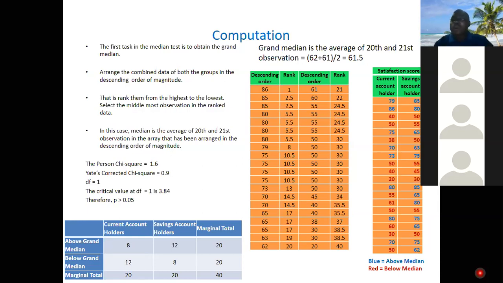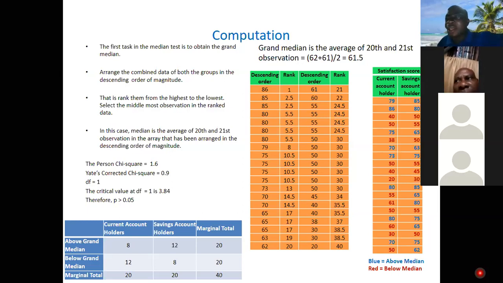So when you have data like that, with independent samples, you're going to use a non-parametric test. You can use the median test. But if it is paired, you're going to use the one we just finished, the Wilcoxon signed rank test. Prof, have I answered your question?